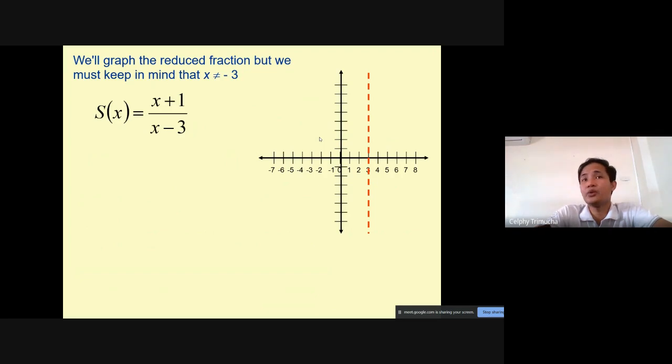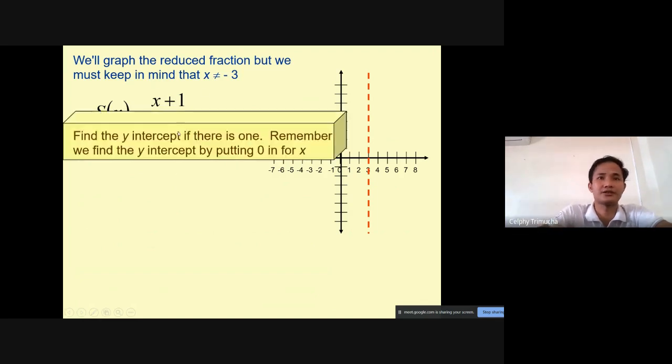Okay, so we now have a reduced fraction. But we must keep in mind that x is not equal to negative 3. So, based on our graph and our values earlier, x should not be equal to negative 3, because our denominator would become zero. But we were able to reduce our equation into this fraction.